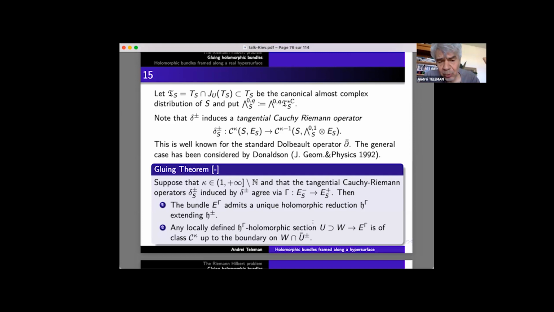The same gluing theorem can be used to prove a comparison theorem between moduli spaces. On one side, we have a moduli space of framed holomorphic bundles along a hypersurface, which I introduced myself in collaboration with Matei Toma. And the other one is a fiber product of Donaldson moduli spaces defined by Donaldson.